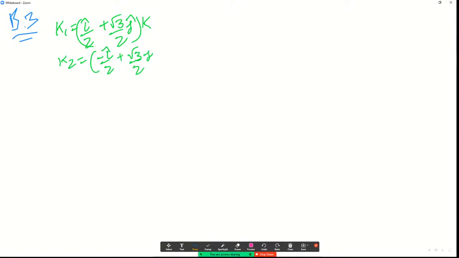So we have K1 equals I cap over 2 plus root 3 by 2 J cap into K. K2 equals minus I over 2 plus root 3 by 2 J cap into K. K3 equals, I can write K3 here, K3 equals minus I over 2 minus root 3 by 2 J cap.